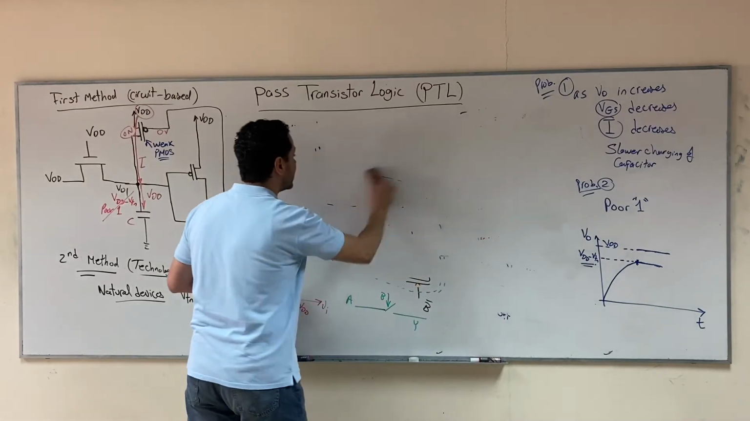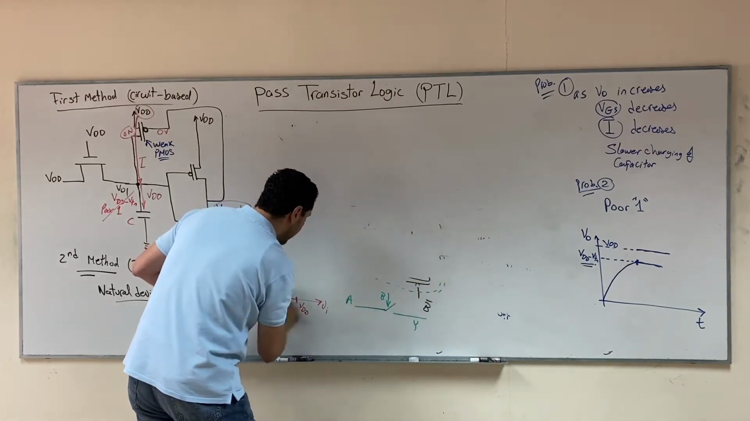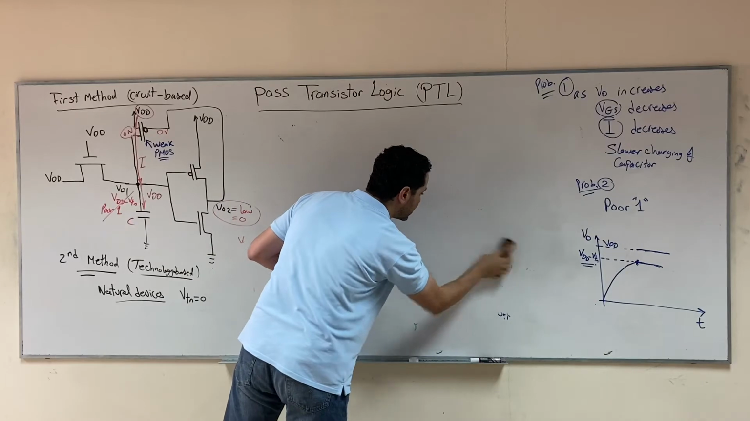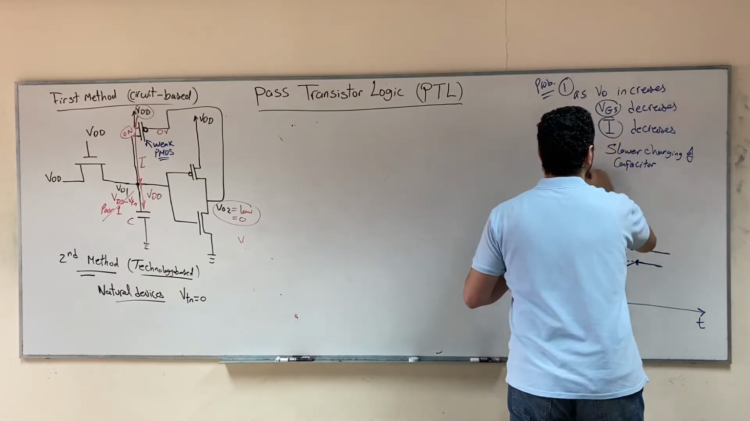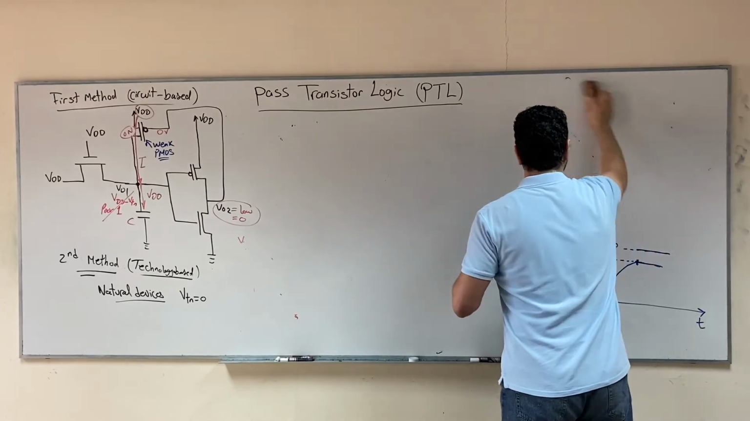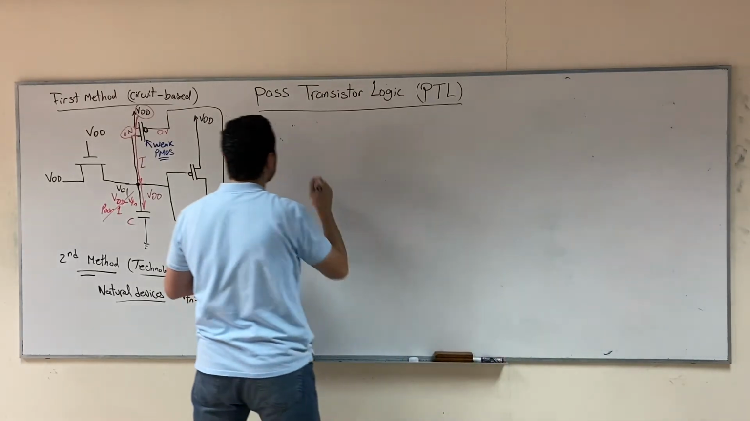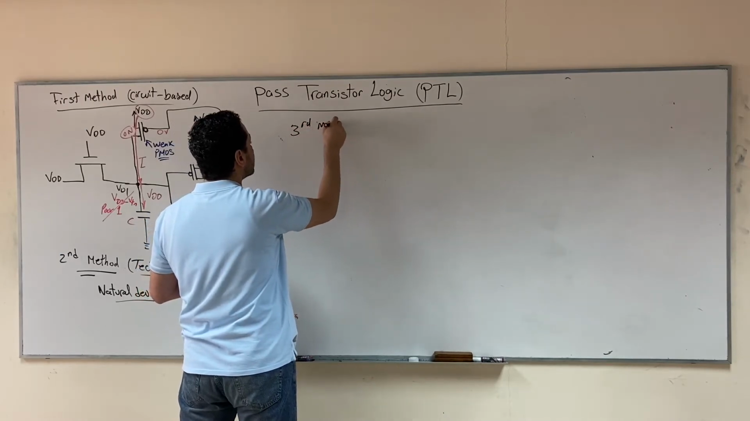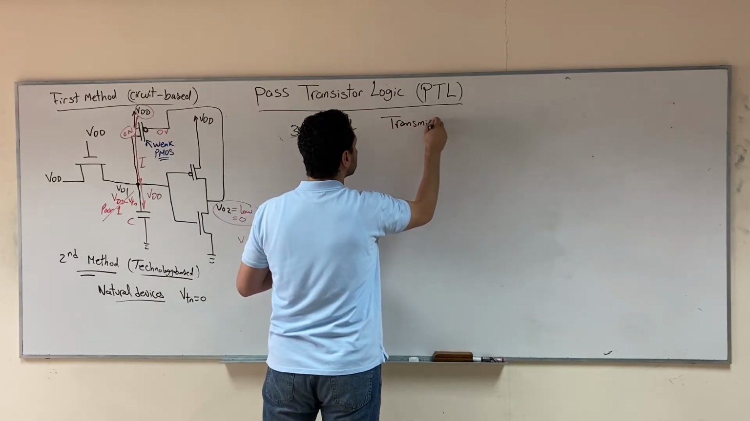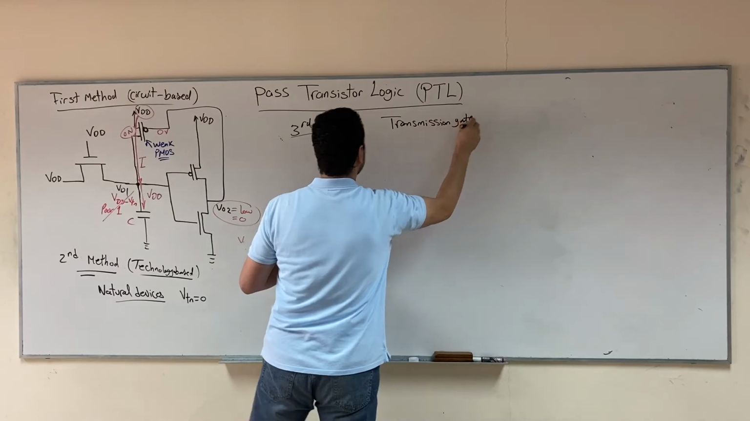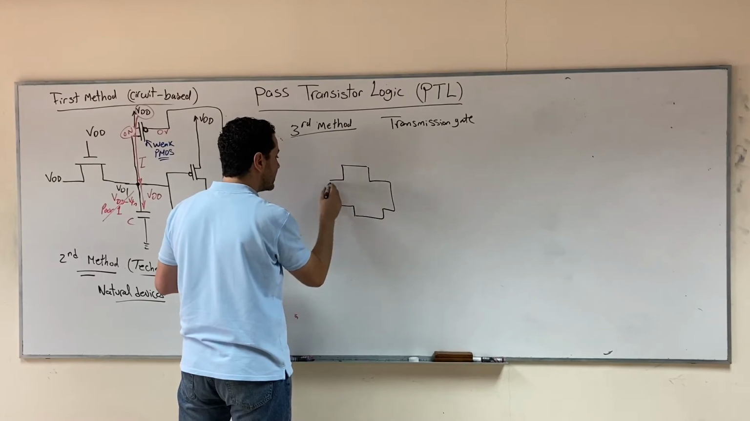As we said, the transmission gate consists of two transistors, NMOS and PMOS, to implement only one switch. So in order to implement one switch, we use two transistors. So the transmission gate looks like this: NMOS and PMOS.